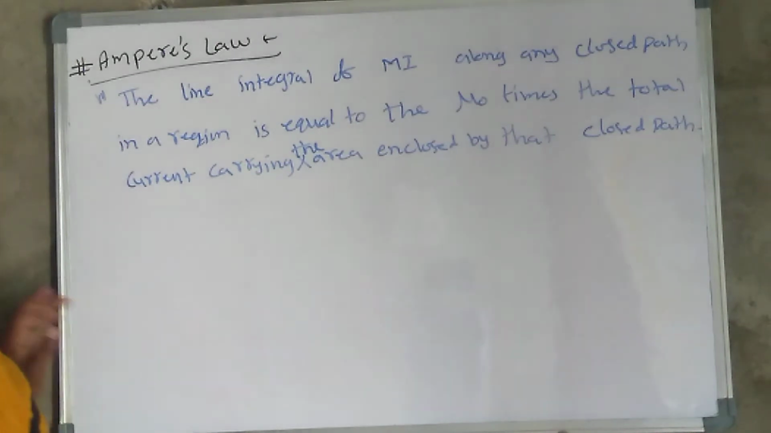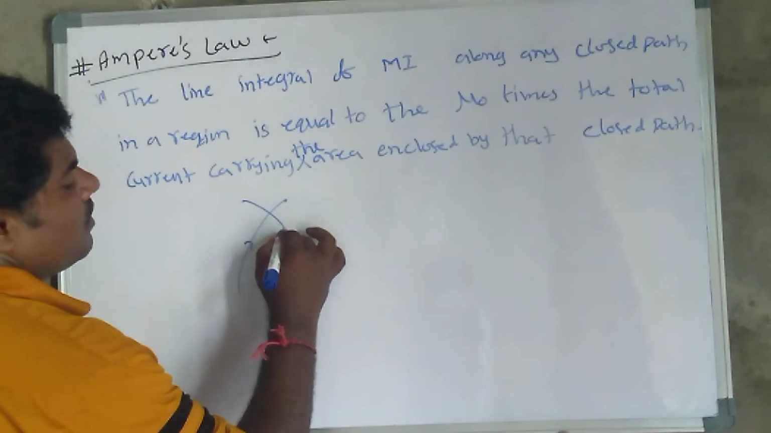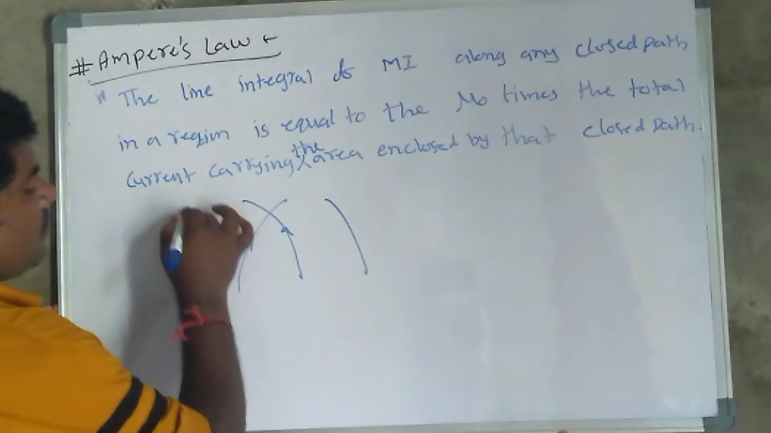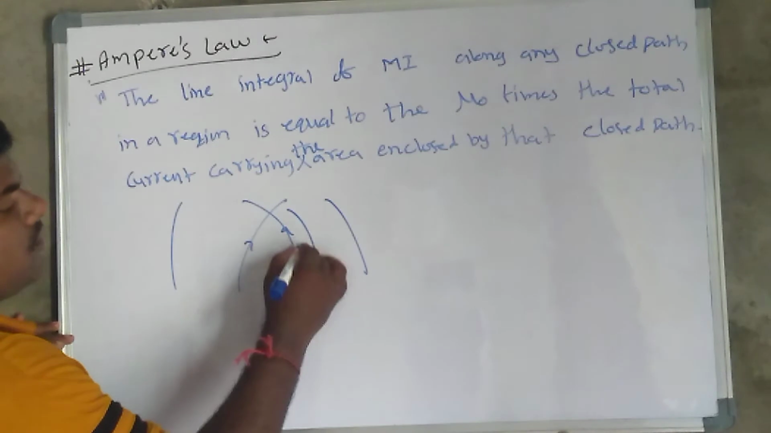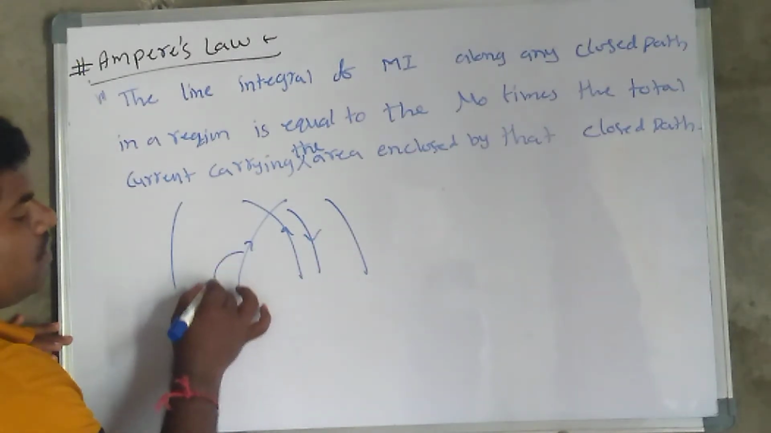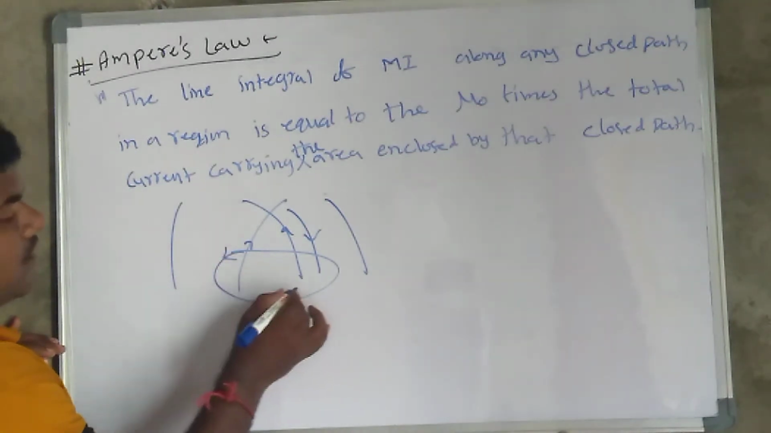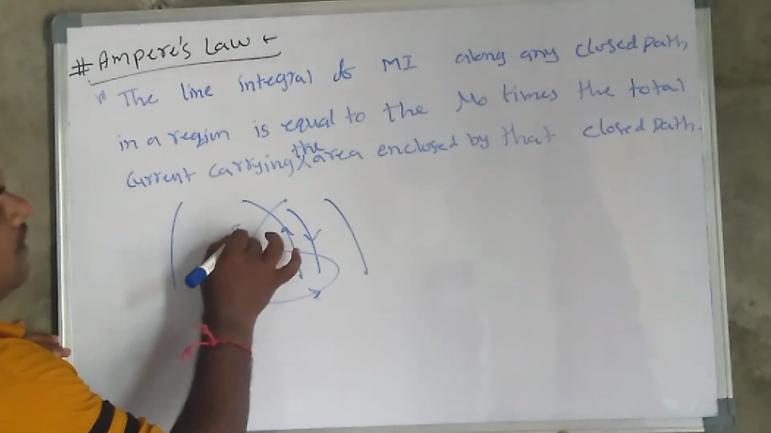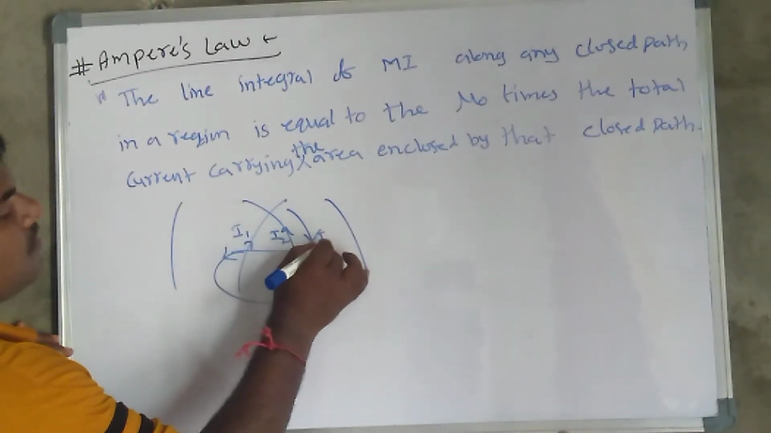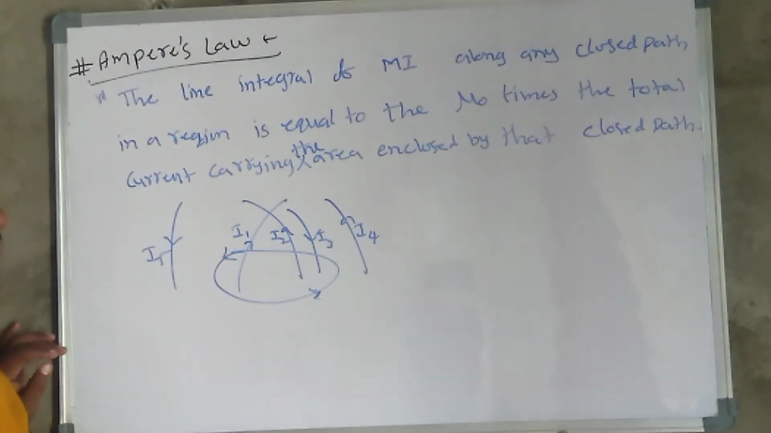So what happened here? We are going to discuss. Let us consider this is one wire, this is another wire, and another wire, and another wire. Here this one is outward. Take here another wire, this is the downward direction. This is the closed path like this, taken in the anti-clockwise direction. This is the I1 current, this is the I2 current, this is the I3 current, this is the I4 current, this is the I5 current.